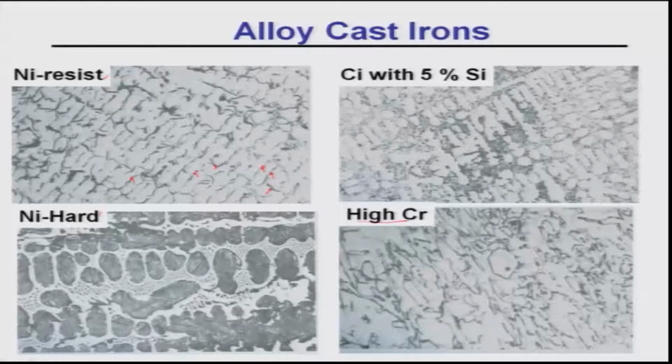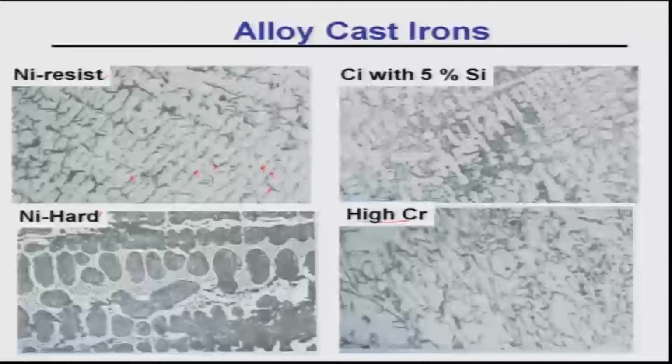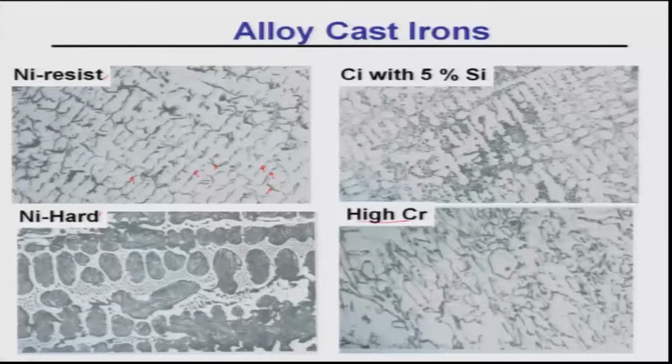If you have a high nickel content, and this is true in stainless steel also, the gamma will be stabilized even to room temperature, and there will be no pearlitic reaction. That is what you see. These white regions are gamma, and these are flakes of graphite, and these small particles are actually carbides, mostly of Fe3C type. So, this is the microstructure you can get, and this is known as nickel resist.